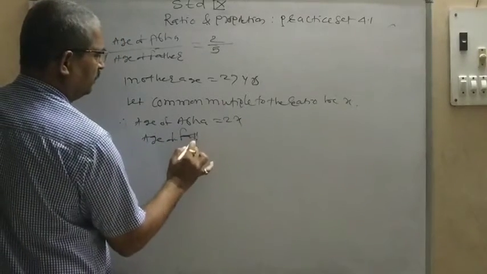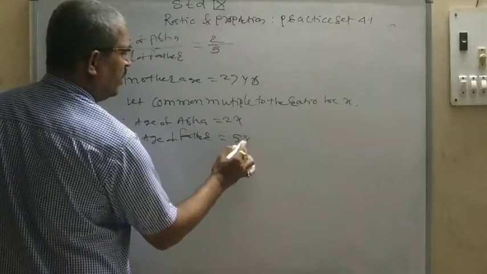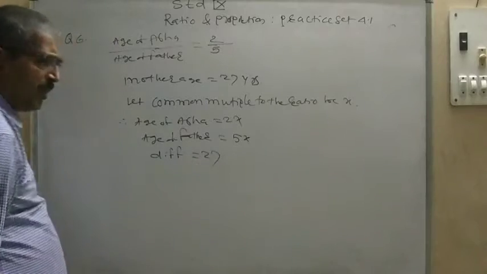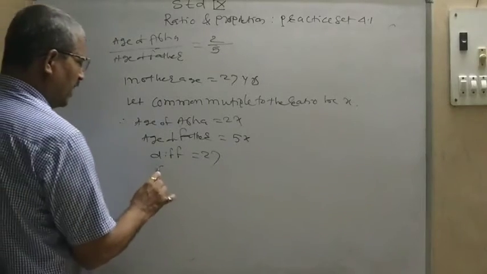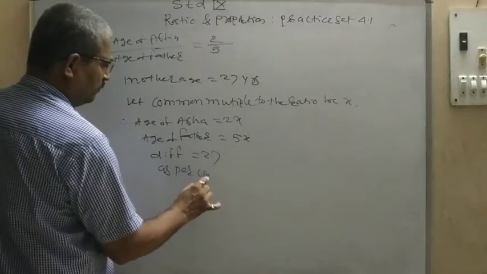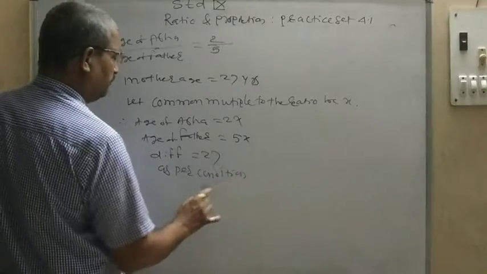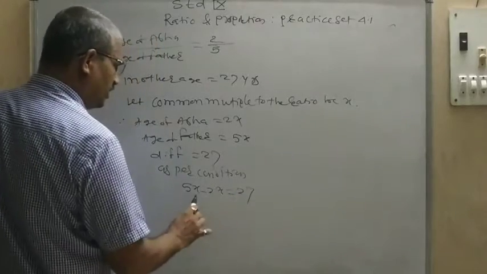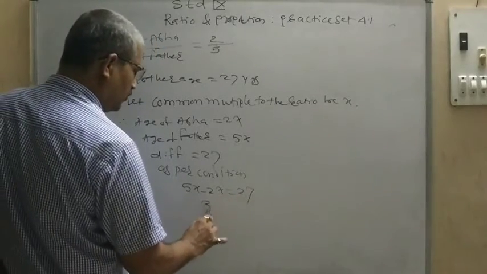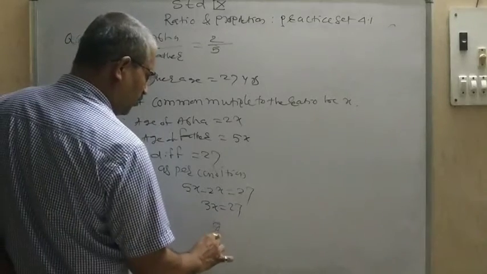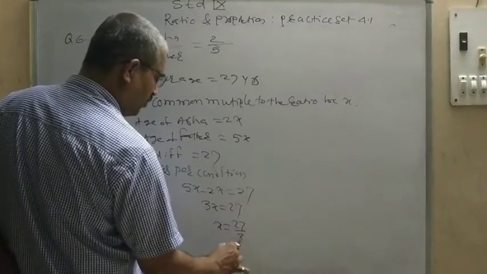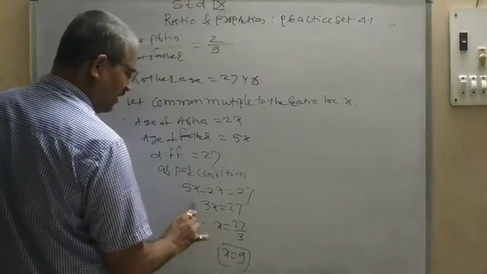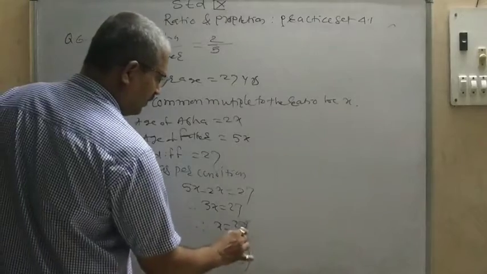Age of father is equal to 5x. What is the difference between them? Difference is 27. So as per condition, 5x minus 2x is equal to 27. So 5 minus 2 means 3x is equal to 27. 27 upon 3, x is equal to 9. 3 ones are 3, 3 nines are 27.